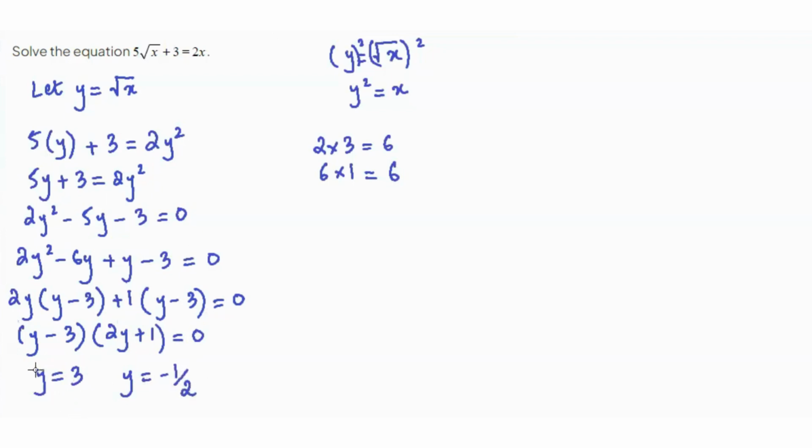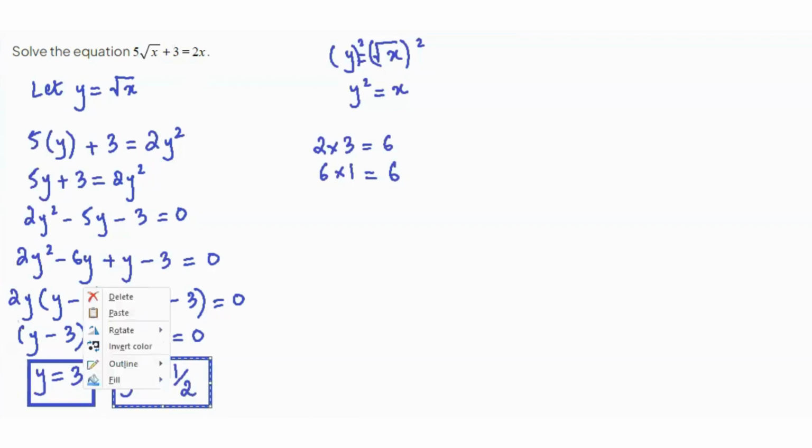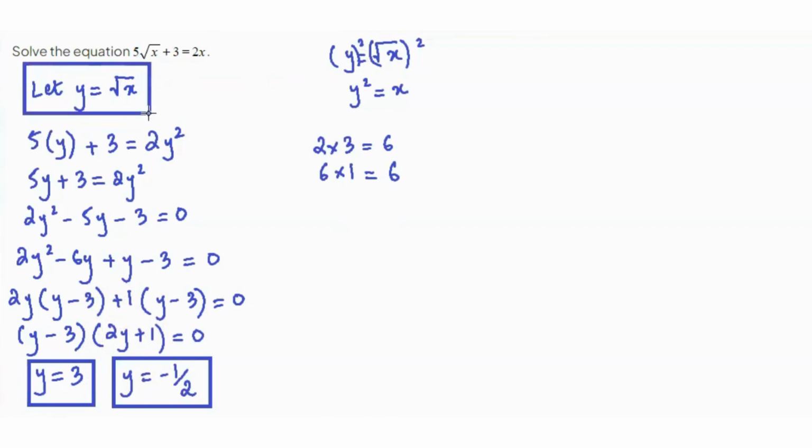Now this is what we have for y, not for x. Now we have to find the values for x. So what we will do is that we initially assume that y equals to root x. So what we're going to do is we're going to rewrite this as 3 equals to root x and negative 1 over 2 equals to root x.